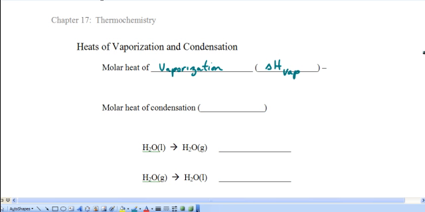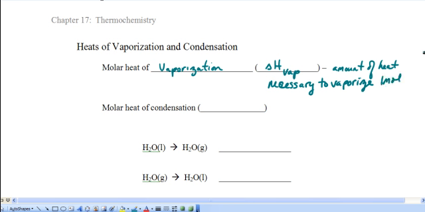All right. So this is the energy or the amount of heat necessary to vaporize 1 mole of a given liquid. And that's going to be the opposite of the molar heat of condensation, which we would say is delta H COND for condensation.